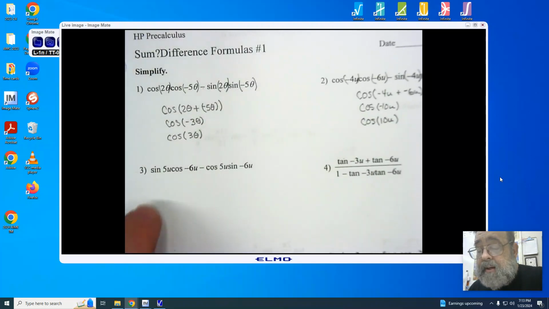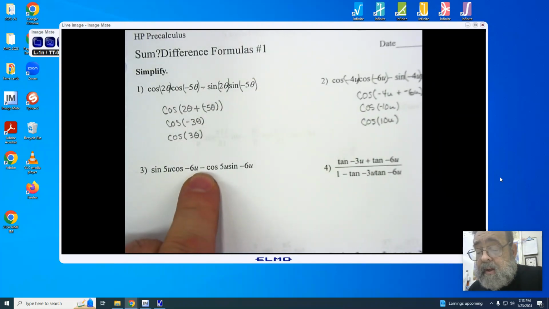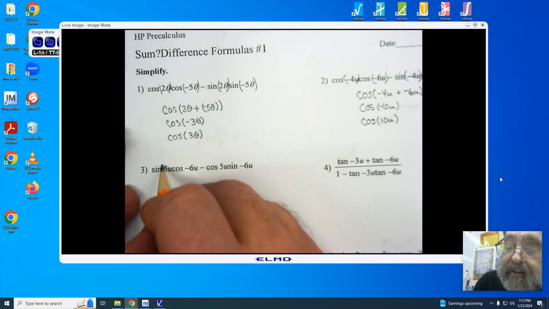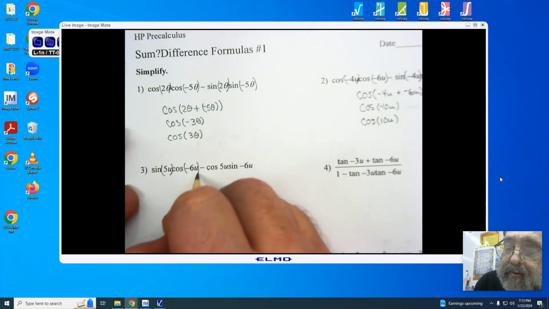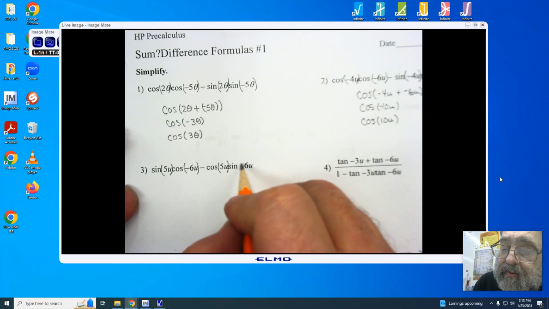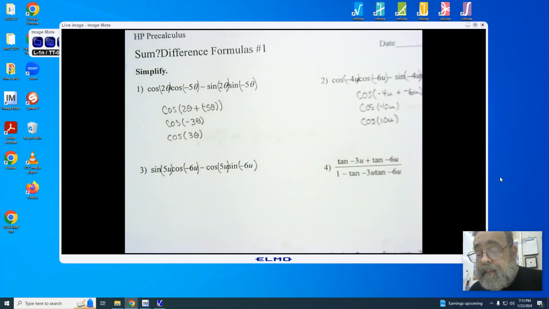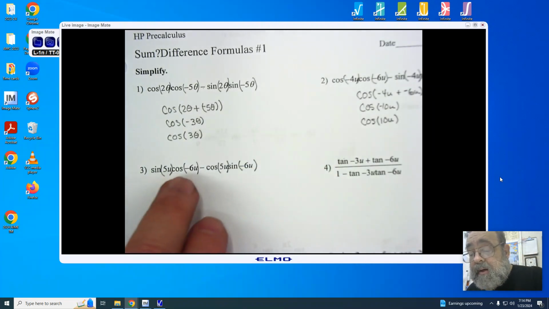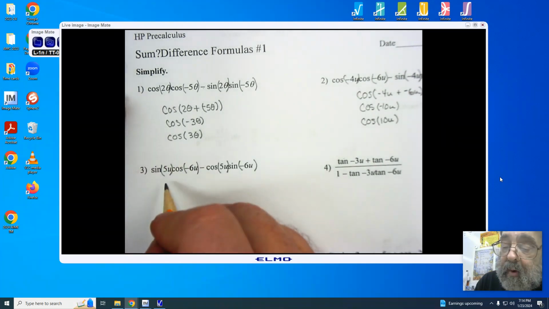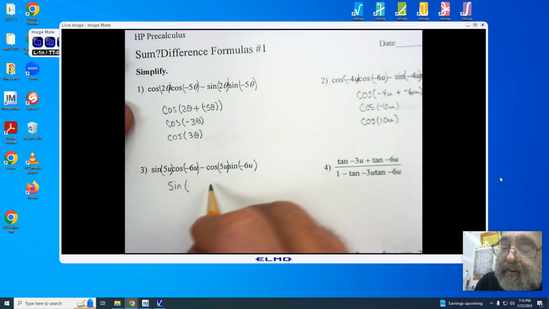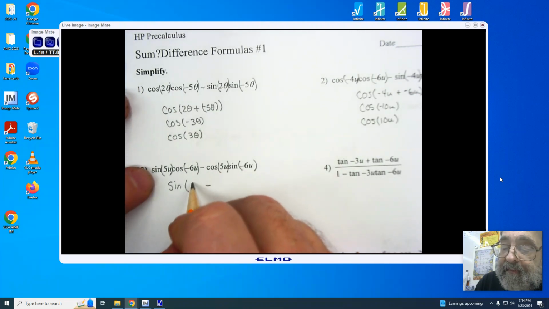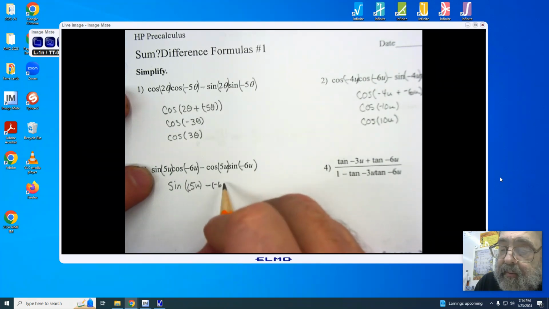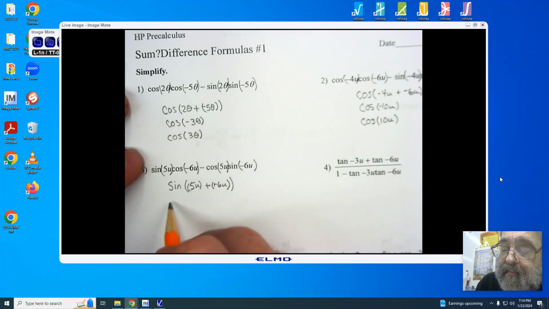Notice that we have a sine times cosine minus cosine times sine. Once again, put your parentheses in so that you can see that it's a difference as opposed to something weird. Having a sine cosine minus means that I'm working with the sine, and it's going to be a difference. I'm going to have 5u, and I'm going to have a negative 6u. Notice the double negative is going to make this a positive, and I'm now looking at the sine of 11u.